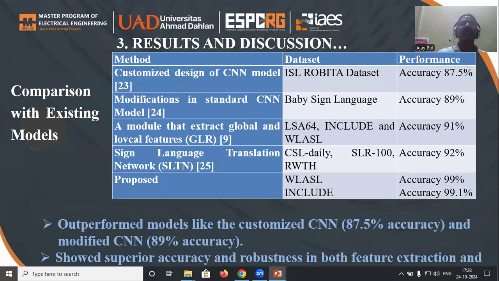There are also comparisons with other models. A customized design for CNN used the ISL ROBITA dataset and achieved an accuracy of 87.5%. A modified standard model for sign language reached an accuracy of 89%. The model that extracts global and local features, which uses the INCLUDE dataset, found an accuracy of 91%. The sign language translation networks achieved 92%, whereas our proposed model gets 99% for American Sign Language and 99.1% for Indian Sign Language.